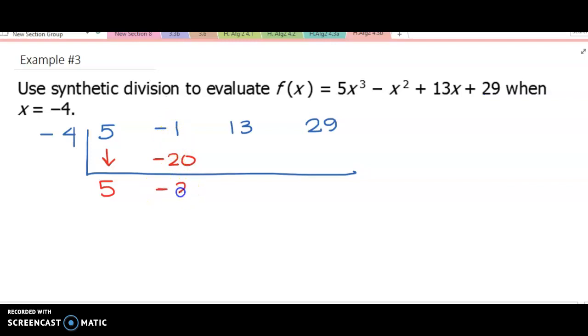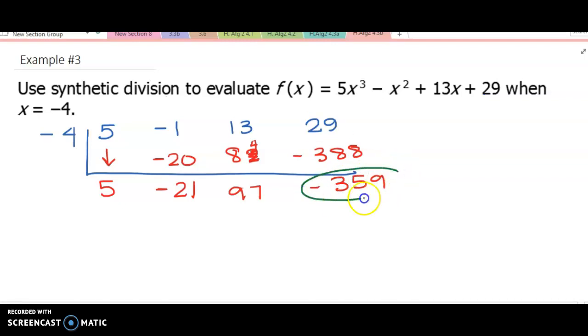-1 plus a -20 is -21. A negative times negative is a positive, and this is what? 84. And if I add these, that's 97. And that's too big to do in my head anymore. So 97 times -4 is -388. And if I add 29 plus -388, you get -359. Okay, so really the only thing we're worried about here is this remainder. Okay, the remainder is -359.